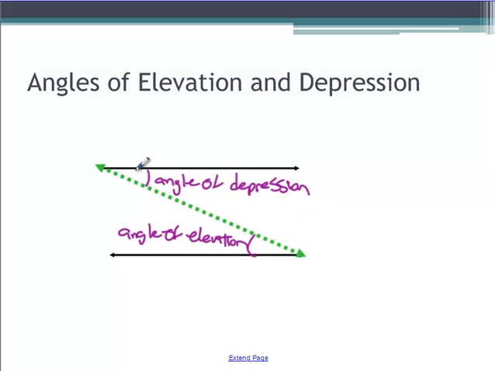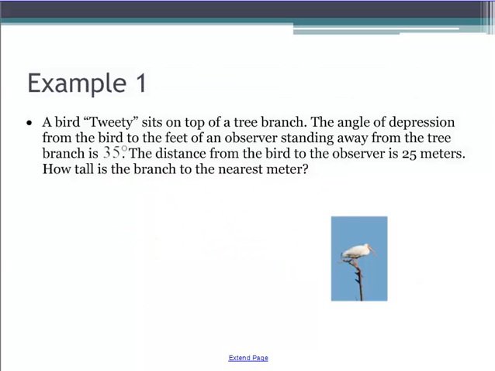And now notice, these two black lines of sight, they're called lines of sight because you're looking straight ahead. Those are parallel. So the two angles, angle of elevation and angle of depression, are actually congruent to each other. So you can use one or the other simultaneously.